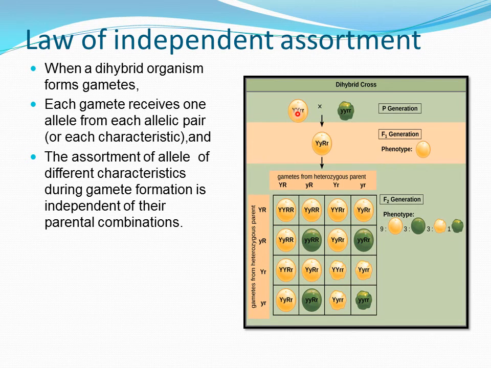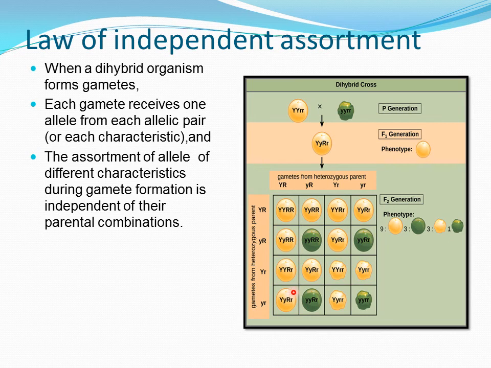So from YY it is receiving capital Y. From small y it is receiving one small y. From small r it is receiving one small r. And from capital R it is receiving one capital R. So it is receiving a characteristic from each allelic pair. Now here we have the gametes from, suppose, the female parent, and here from the male parent. So the assortment of alleles in different characteristics we can see here.